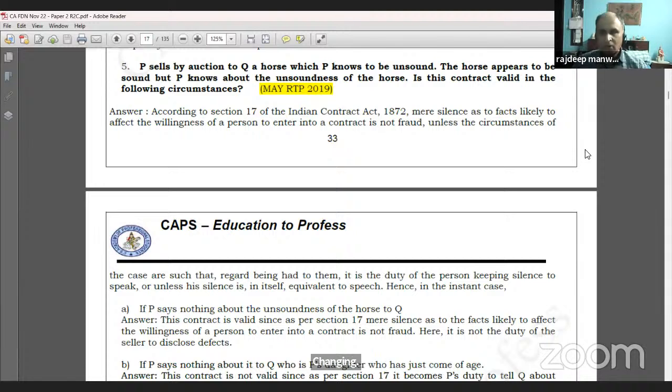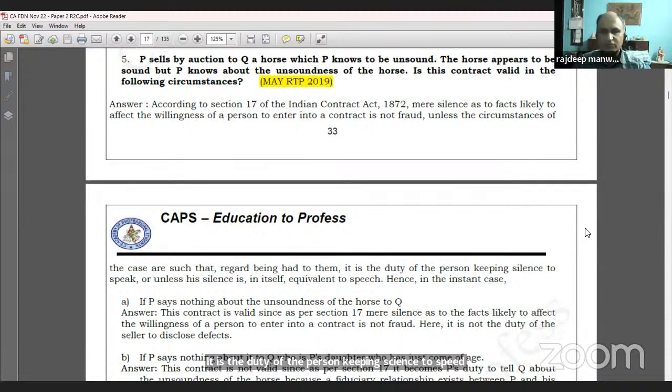P sells by auction to Q a horse which P knows to be unsound. The horse appears to be sound, but P knows about the unsoundness of the horse. Is the contract valid in the following circumstances? According to Section 17 of the Indian Contract Act 1872, mere silence as to facts likely to affect the willingness of a person to enter into a contract is not fraud, unless circumstances of the case are such that, regard being had to them, it is the duty of the person keeping silence to speak, or these are the exceptions where silence is fraud. Okay.